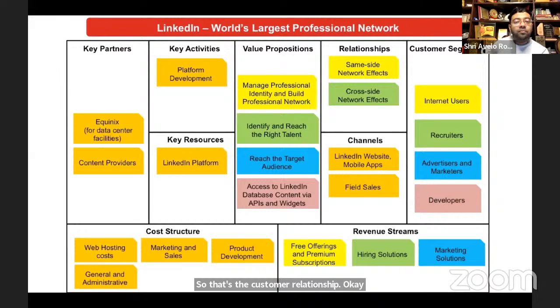Okay, key activities: platform development. That's all they do, right? They have an online platform and they develop it. They make it better and better, more relevant, better artificial intelligence, better search, hashtags, all of that. Key resources: the LinkedIn platform is their key resource, right? It is such a massive platform for professionals. There's nothing like it. Nothing that has copied LinkedIn has ever been able to come even close to it. So their platform itself is their key resource. Partners: data centers, content providers, right? People who write and keep people on the platform.